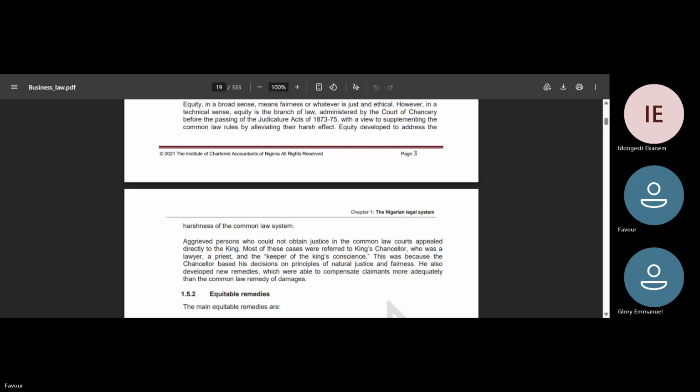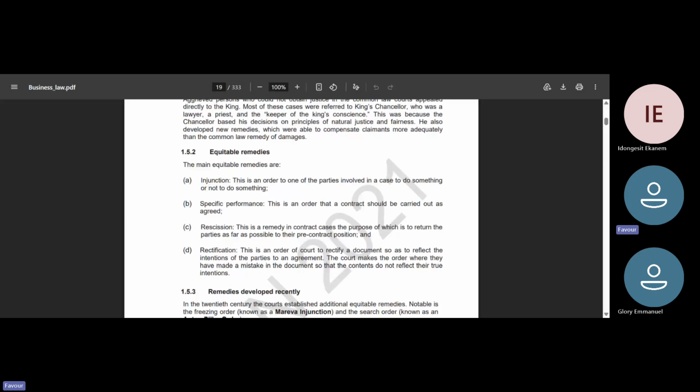Involved in a case, a court order. Then the specific performance. This is an order that a contract should be carried out as agreed. It is basically the court ordering a person to do exactly what they promised in a contract.